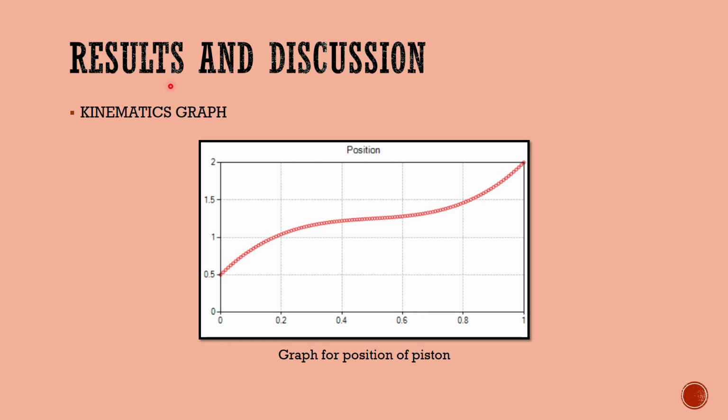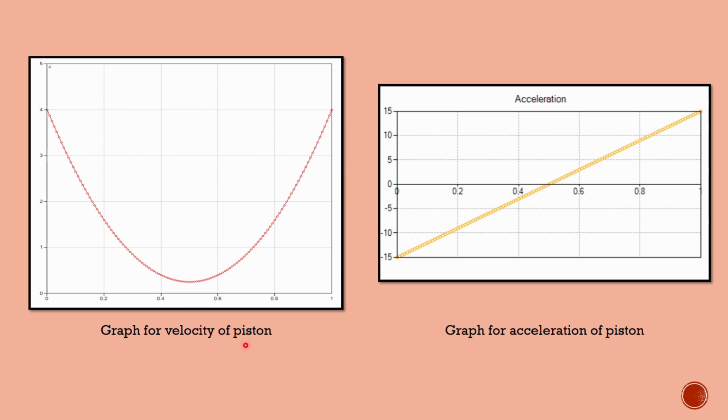Chapter results and discussion. These are the kinematics graphs for the study of the hand pump. This is the graph for the position of the piston, which starts from 0.5 and ends at 2. This is the graph for the velocity of the piston, which we set at 4 and it will end at 4. The next graph is about the acceleration of the piston.